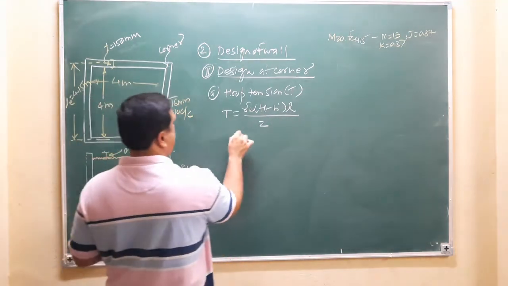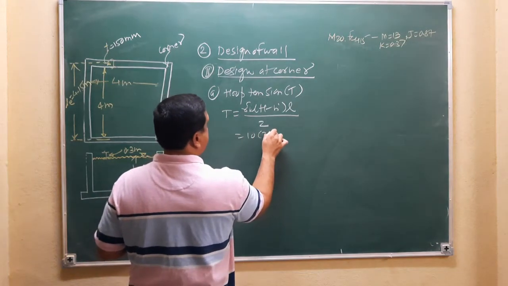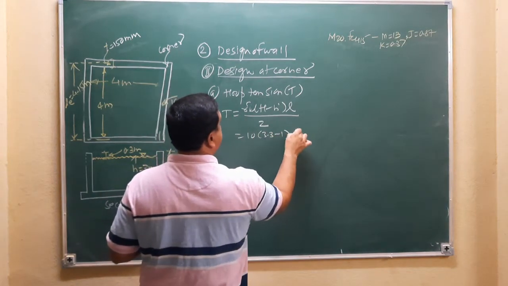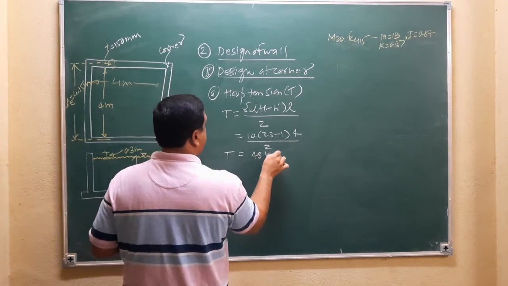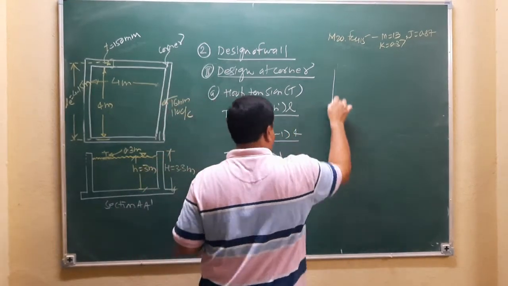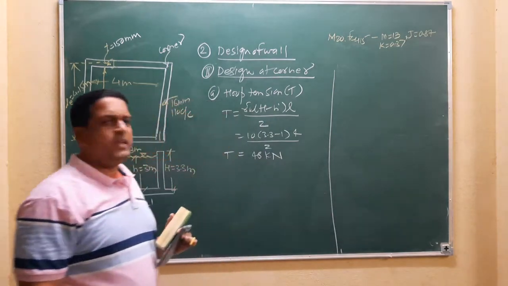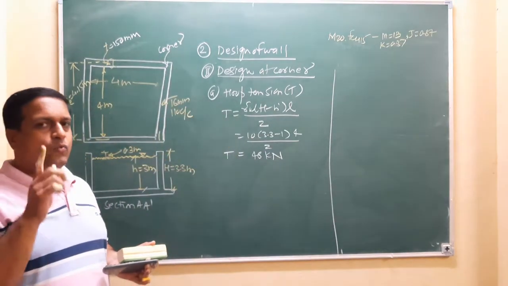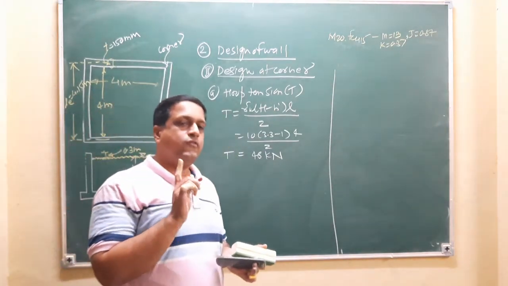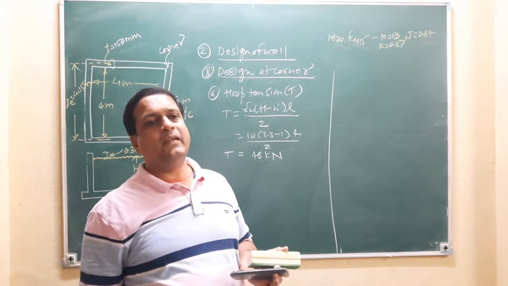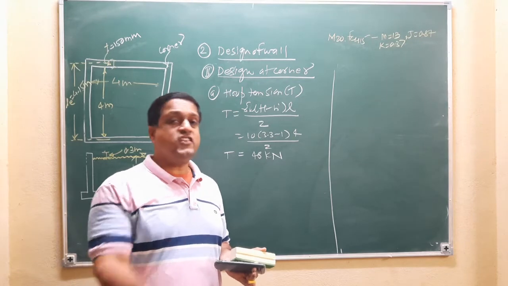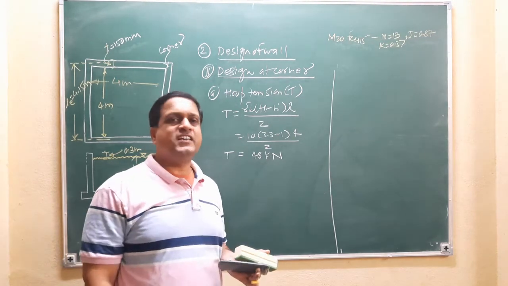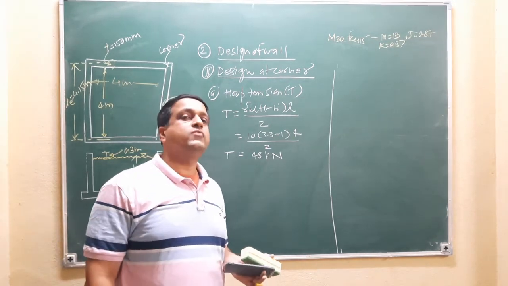So gamma W is 10, 3.3 minus 1. It is 4 meter divided by 2. Already we have calculated this value. This is 46 kilonewton. Same steps, but one change is there. When you are going to find out the bending moment, at that step you have to change the coefficient. In midspan it is 1 by 16. At corner it is 1 by 12.